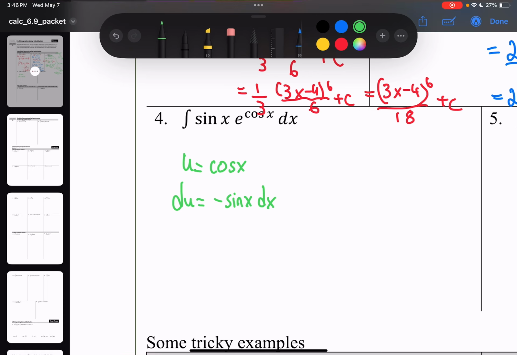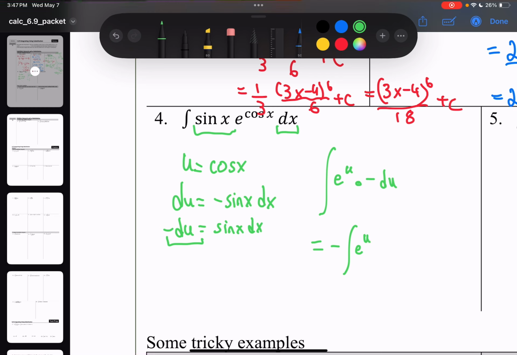So now what's going to happen? The minus is going to go over here next to the du because I want it to be exactly as it is in the original integration question. So sine x dx. Now replacing it, you will have e to the power of cosine x, so e to the power of u, and then sine x dx is going to be replaced with negative du. So the negative is going to go out. E to the power of u du is still going to be negative e to the power of u plus c. What is u? Cosine x. So minus e to the power of cosine x plus c.